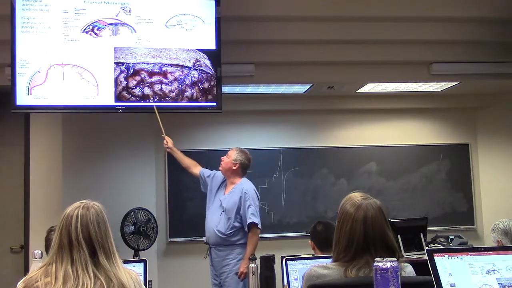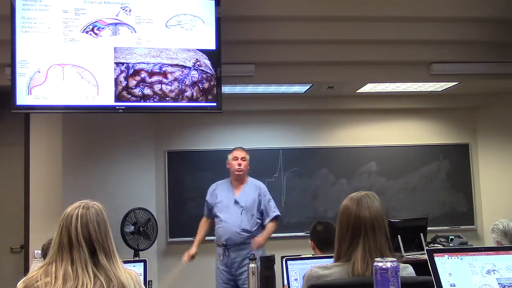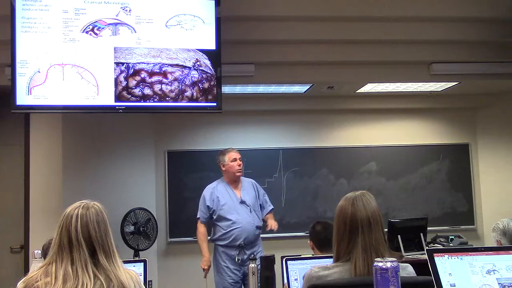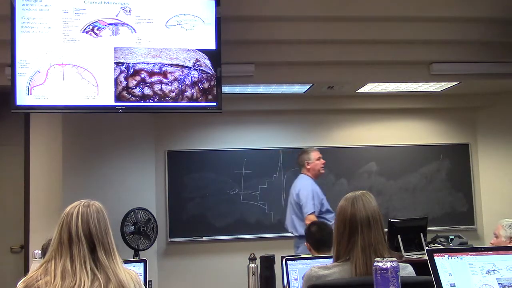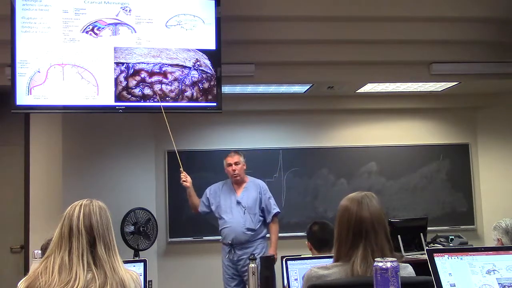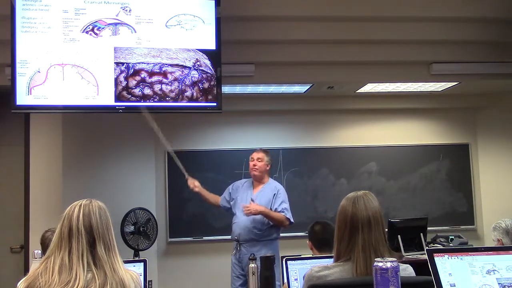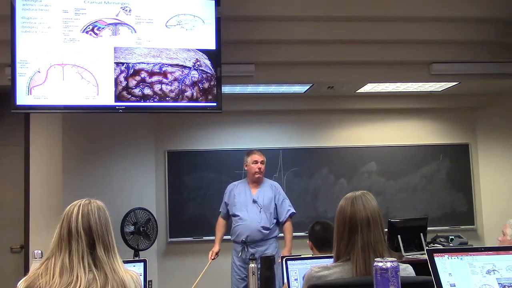Here's the periosteal layer that's peeled up right there. This is a potential space. This is not a real space. It's a potential space because underneath this is the arachnoid. Directly underneath this is the arachnoid. So this is actually going to be inflated with CSF.